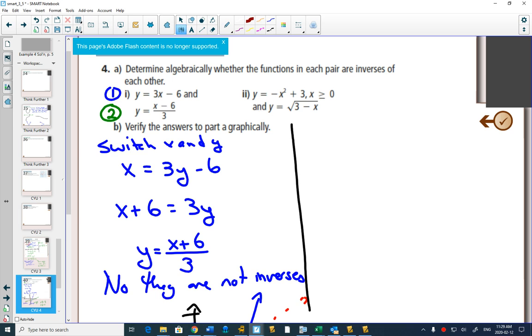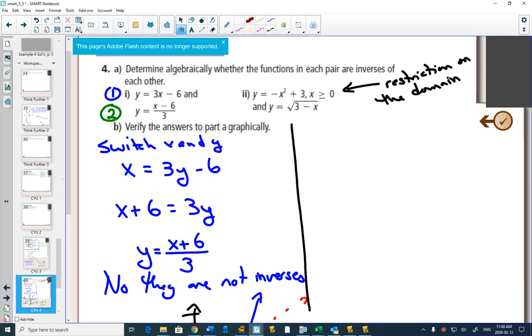Draw a line here to split this up. We'll now look at equation 2. Equation 2 is a parabola and a square root graph. And the parabola has afterwards x bigger than or equal to 0. That's a restriction on the x values, which means it's a restriction on the domain. X is bigger than or equal to 0 means we're only taking half of that parabola, not all of that parabola.